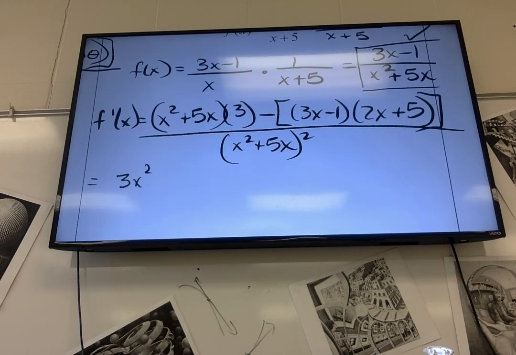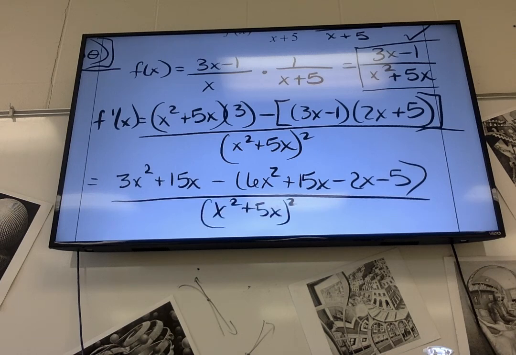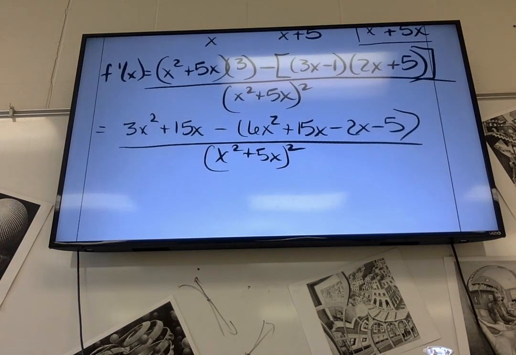We get 3x squared plus 15x minus, we FOIL here, 6x squared plus 15x minus 2x minus 5. Double check me. I guess I could double check myself by looking at my notes. Yeah, no, that doesn't help. Okay. Now distributing the minus sign, minus 6x squared, minus 15x, plus 2x, I guess I could have put those together, oh well, and then plus 5.